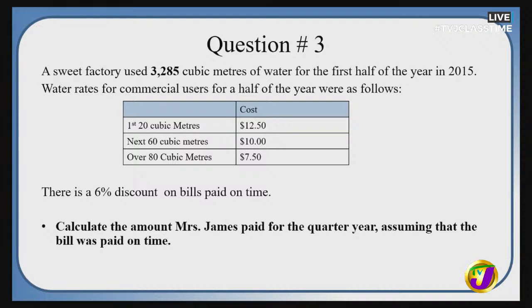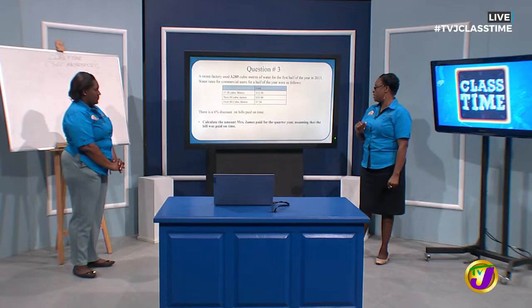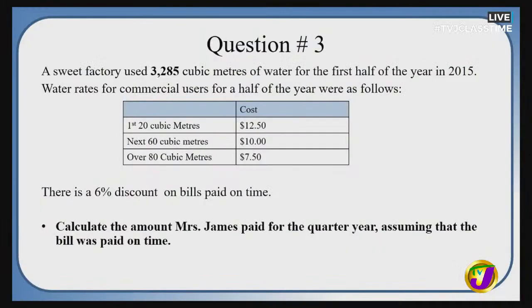And then there is a 6% discount on bills that are paid on time. So that's the incentive: pay your bill on time and you get the 6% discount. Now for this, we are to calculate the amount Mrs. James paid for the quarter year, assuming that the bill was paid on time.